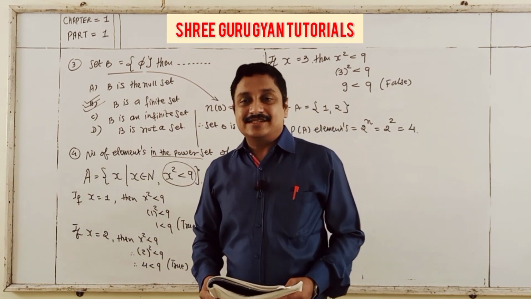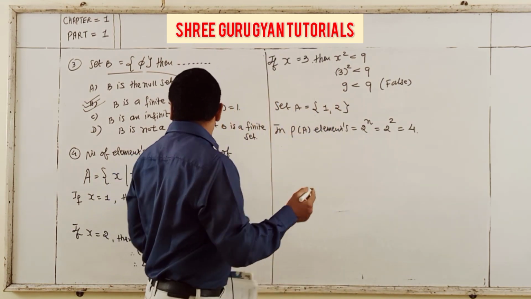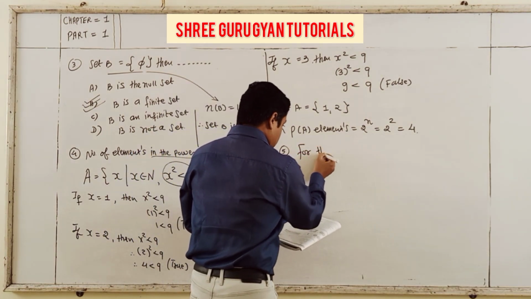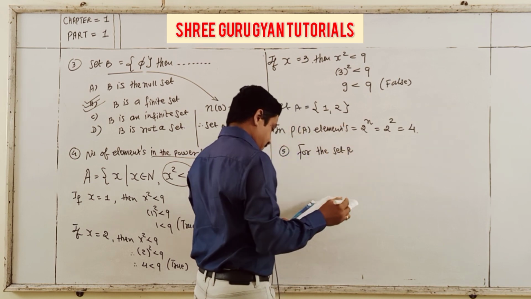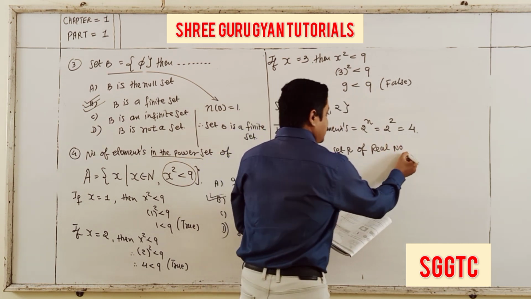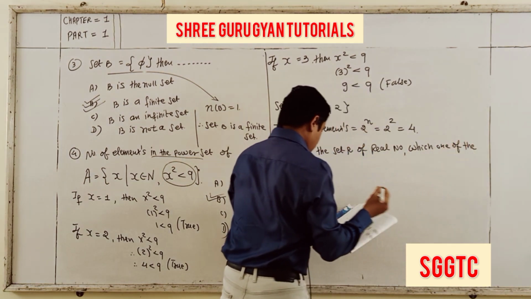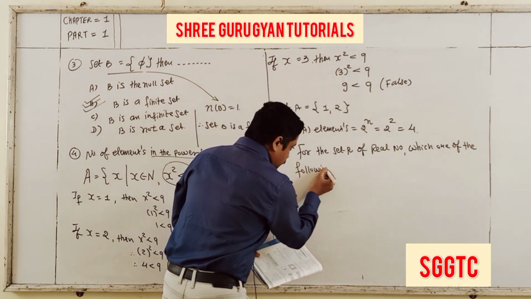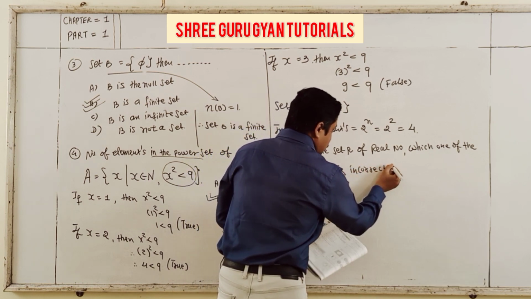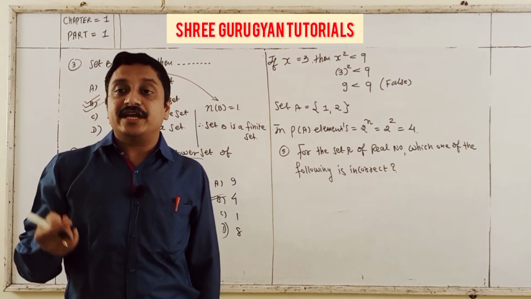Now one more question, which is important and asked many times in exams. Question number 5. For the set R of real numbers, which one of the following is incorrect? You will decide according to the options which is incorrect.